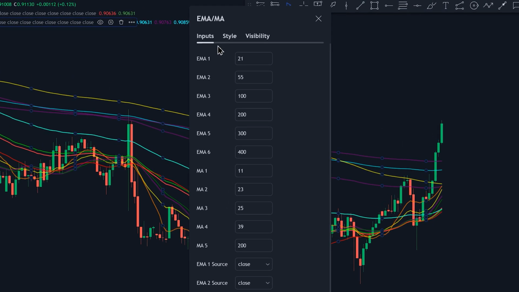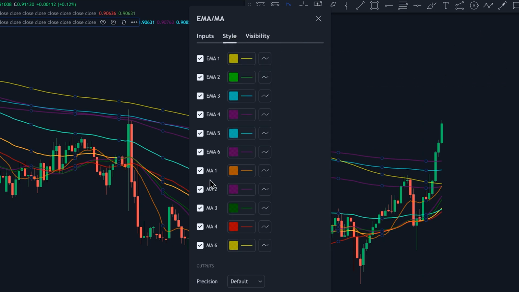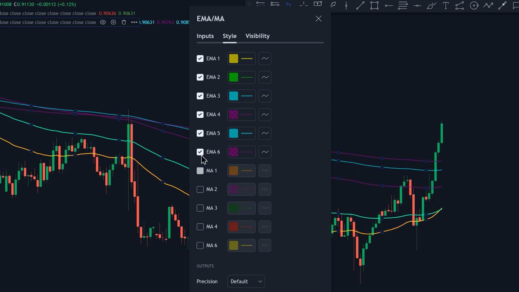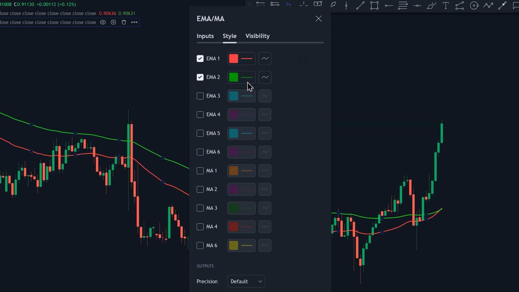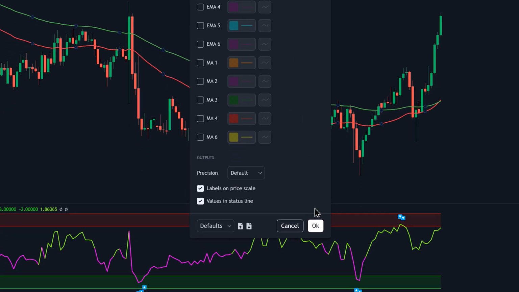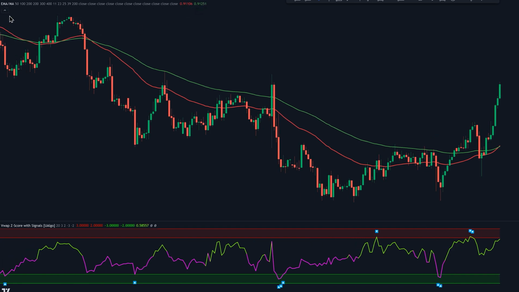On the Inputs tab, change EMA1 length to 50, EMA2 length to 100, and then on the Style tab, you want to disable every single moving average option except for the first two options. Set EMA1's color to red and EMA2's color to green. Once you're done, click OK. Now, with these two EMAs, we can now filter trades based on trend.